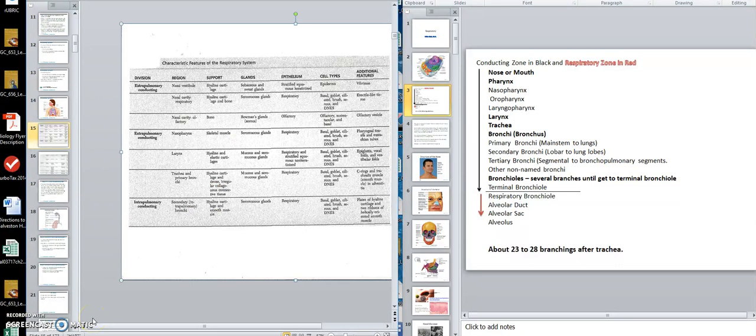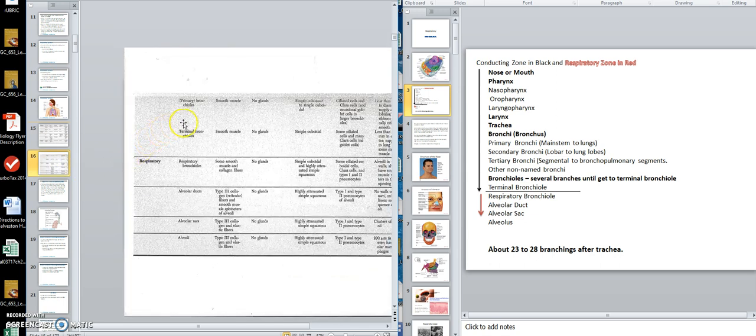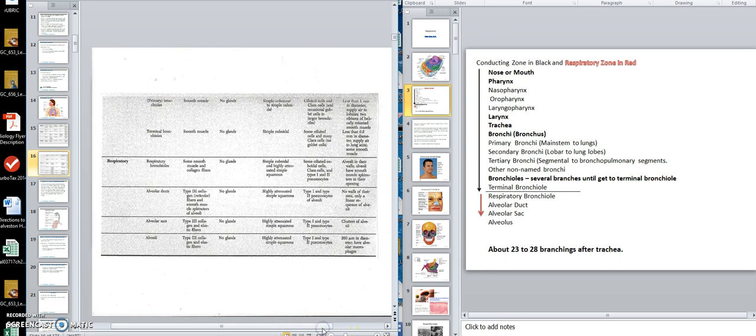Okay, where we are now, we've come down, and we did the primary bronchi, the secondary bronchi, then we did the tertiary. Where we are now is branching till we get to the bronchioles. So the next thing we get to are the bronchioles. Okay. Now, I want to draw your attention up here. I'm going to go back up.